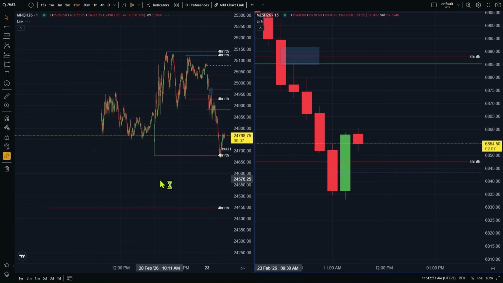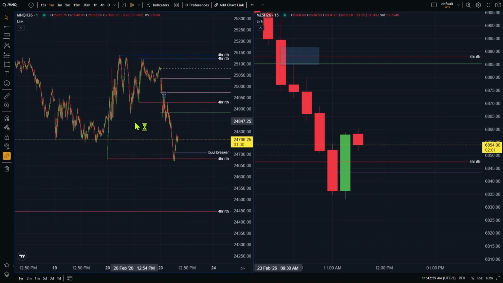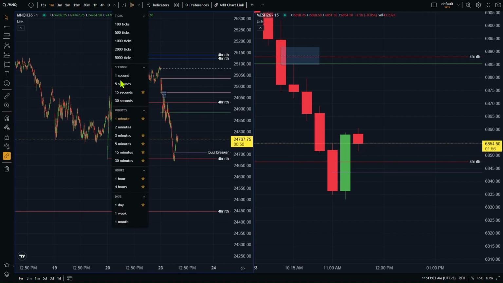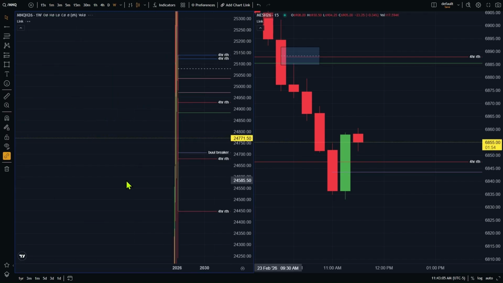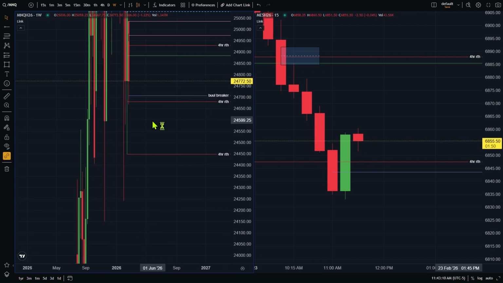This was the high of last week up here. I think that's the low of last week. Let's see. That we just took out? No, we didn't take it out.